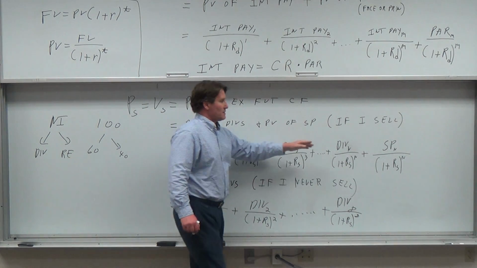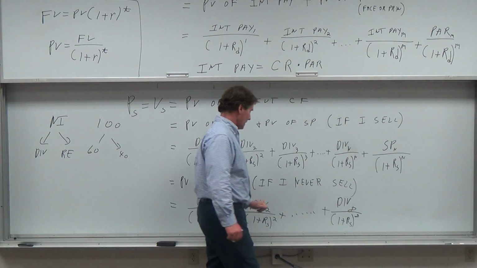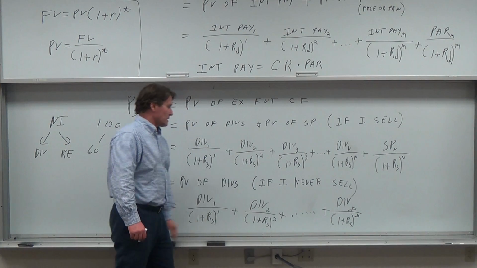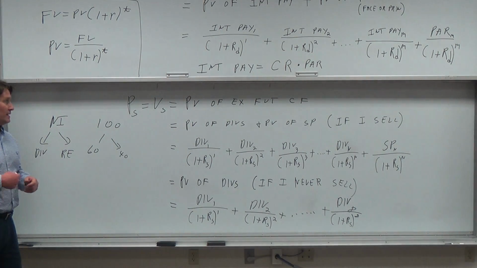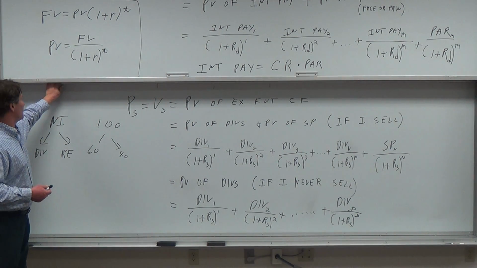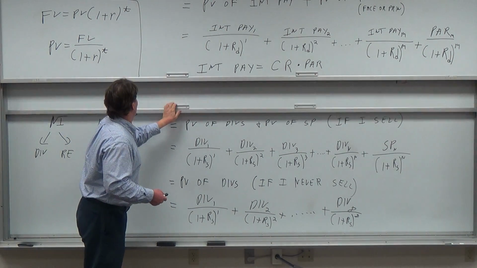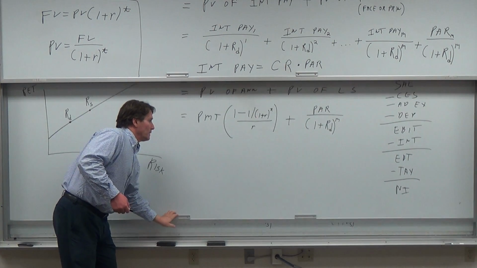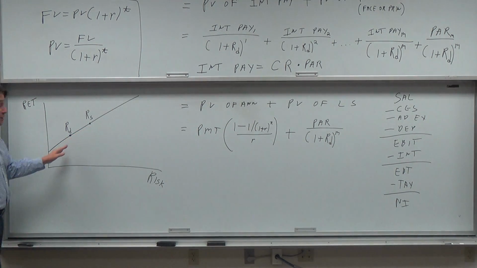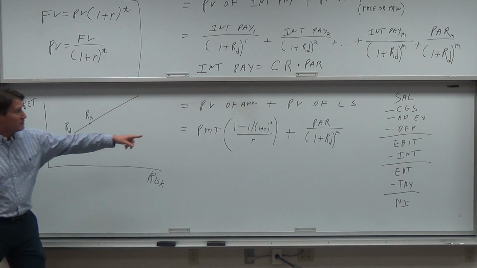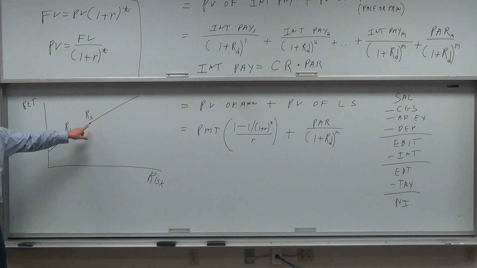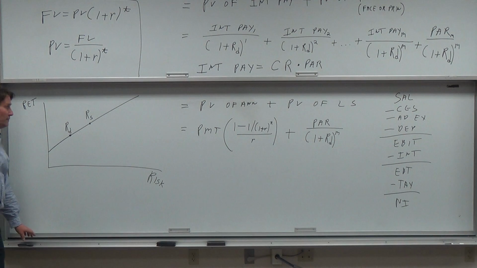We discount back the selling price if we eventually sell the stock. If we never sell the stock, we just discount back the dividends. Again, the other thing that's very important is to realize that RS is different from RD. Because we have a positive relationship between risk and return, right? The higher the risk, the higher the return. Creditors are paid first from our income statement. Shareholders are paid last. They've taken more risk. They want a higher return.